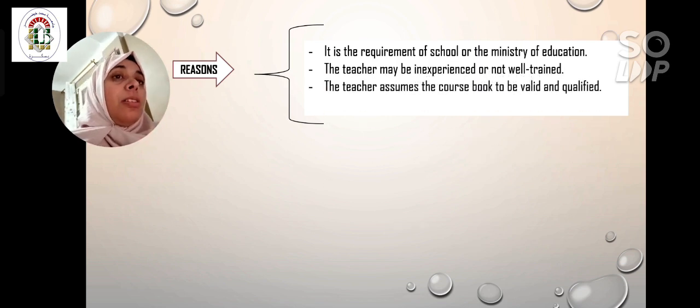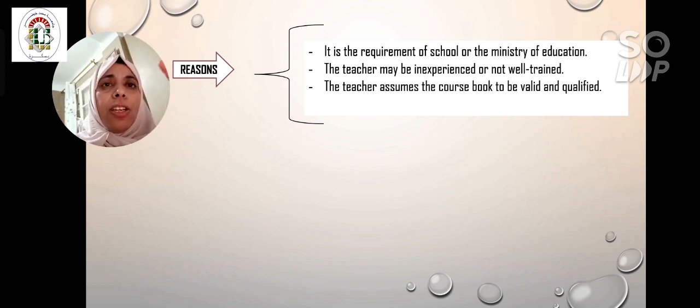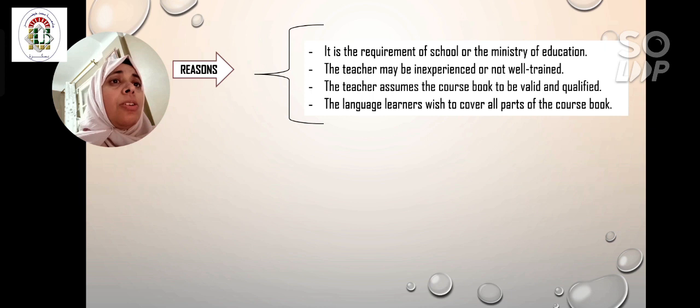Also, maybe because the teacher assumes the course book to be valid and qualified. This is one of their viewpoints. According to him, the textbook is good, so I'm going to rely on it in the courses. So no need to change or add anything else. The language learners wish to cover all parts of the course book. So some learners may insist on using all the parts in the course book in order to see and cover everything. So this is one of the reasons why some teachers may follow the course book very closely, according to Nation and McAllister.